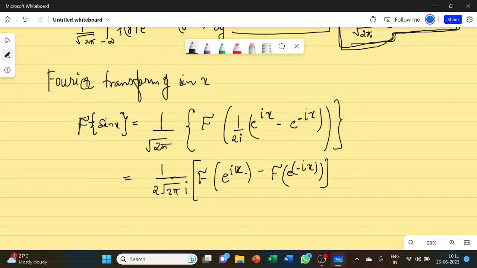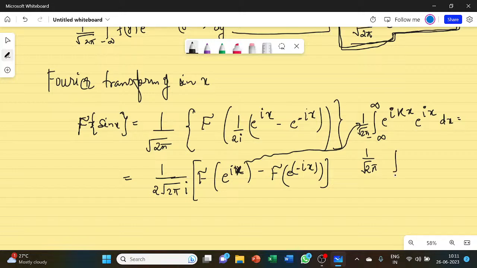So the Fourier transform of e to the power iota x. Let me show you what it would be equal to. It would be the integral from minus infinity to plus infinity of 1 upon root 2 pi, e to the power iota kx times e to the power iota x dx. This will be equal to 1 upon root 2 pi, integral from minus infinity to plus infinity of e to the power iota (k plus 1) x dx.